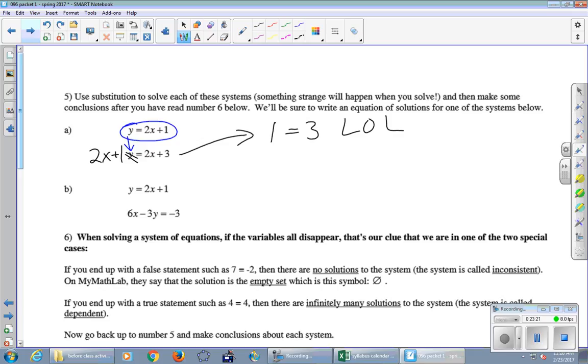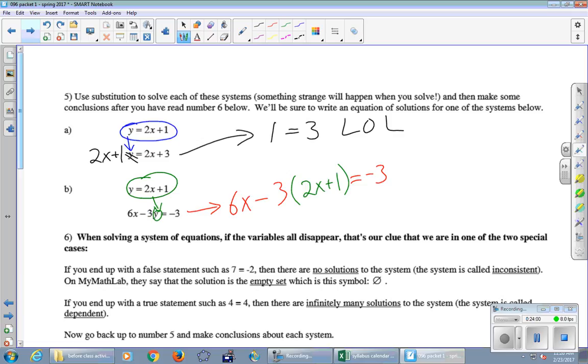So we are going to substitute for that y right there. Substitute into the other equation. Okay, 6x minus 3 blank space equals negative 3. That blank space is where the y was supposed to be. What are we putting there in this case? 2x plus 1, because that's just another name for y in this problem. So that's our substitution step.